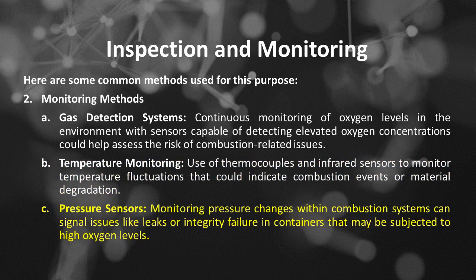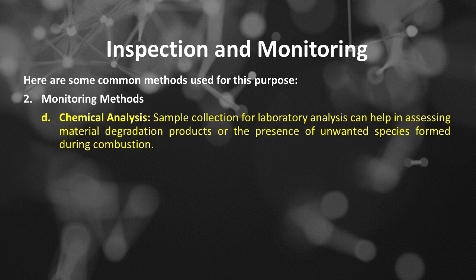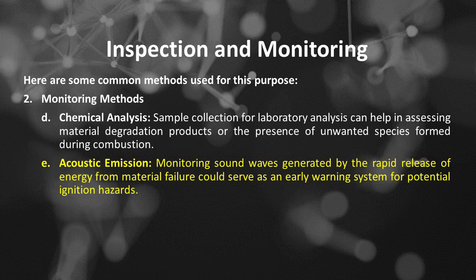Number C, of monitoring methods is pressure sensors, monitoring pressure changes within combustion systems can signal issues like leaks or integrity failure in containers that may be subjected to high oxygen levels. Number D, of monitoring methods is chemical analysis. Sample collection for laboratory analysis can help in assessing material degradation products or the presence of unwanted species formed during combustion. Number E, of monitoring methods is acoustic emission, monitoring sound waves generated by the rapid release of energy from material failure could serve as an early warning system for potential ignition hazards.